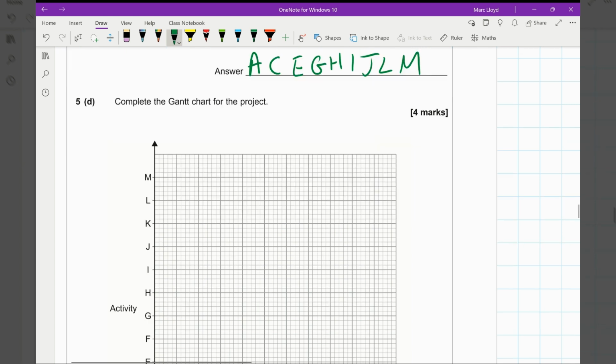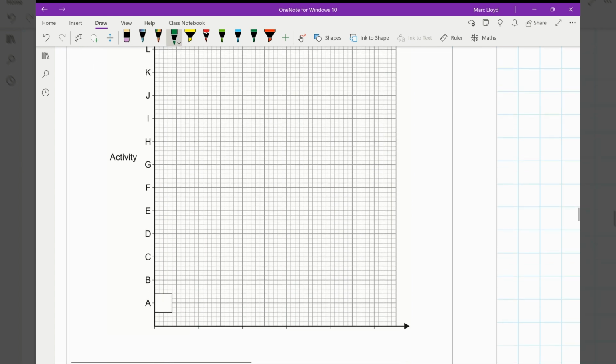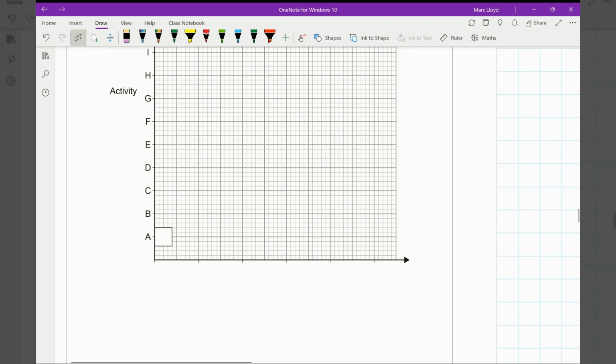Okay, the Gantt chart, I nearly called it the gateway, or the gates chart. Complete the Gantt chart for the project. Now, this is quite simple. If we have a look at A, it is 4 squares, but actually its duration is 2, which means that we've got these going up in 5s down at the bottom. And that fits quite nicely. B is our first one.